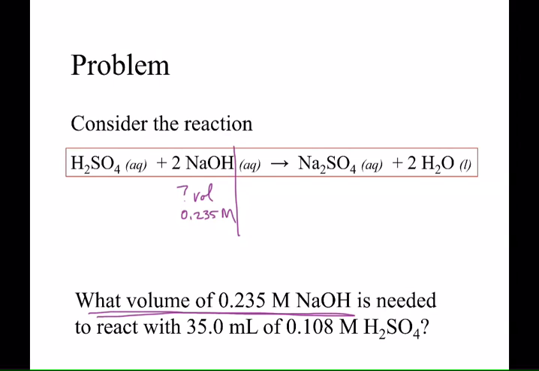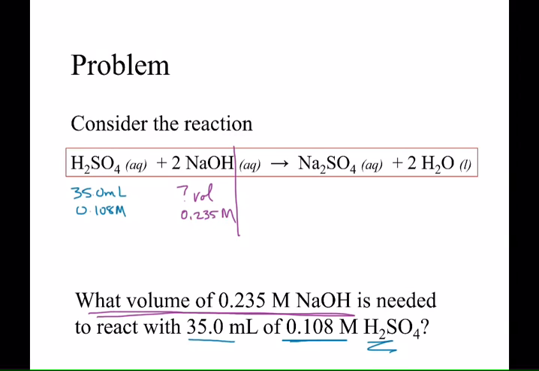And then the problem goes on to say, what we better have some more information, is needed to react with 35 milliliters of 0.108 molar H2SO4. So I'm going to find my H2SO4, and I'm going to write my 35 milliliters, 35.0 milliliters. Don't forget those trailing zeros after the decimal, guys. And the molarity of the H2SO4 is 0.108 molar.